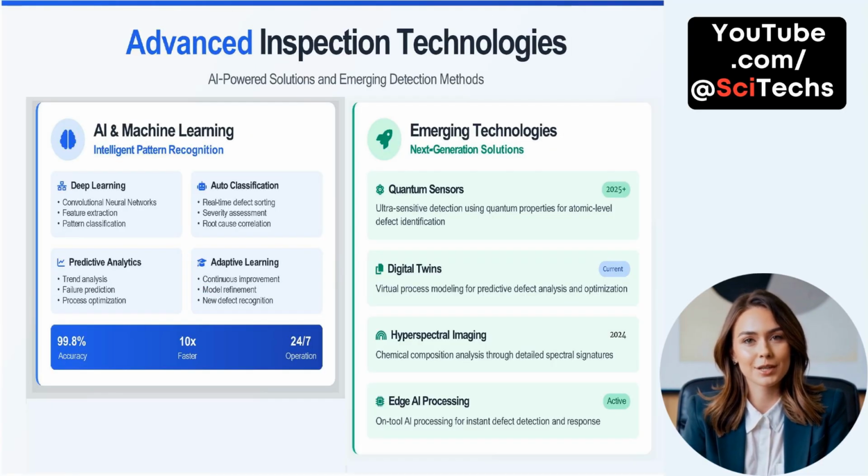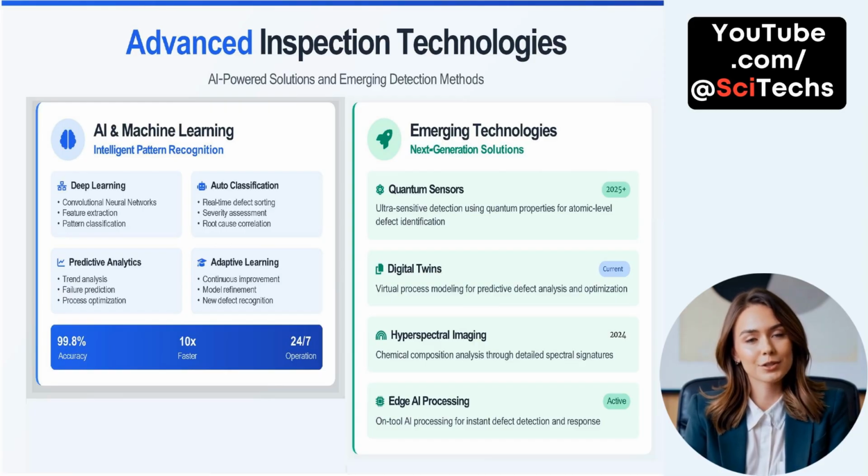Advanced inspection technologies. AI-powered inspection technologies are transforming semiconductor manufacturing with unprecedented precision and efficiency. In the realm of AI and machine learning, intelligent pattern recognition is achieved through 4 key pillars. Deep learning leverages convolutional neural networks for feature extraction and pattern classification, enabling systems to recognize even the most subtle defects.